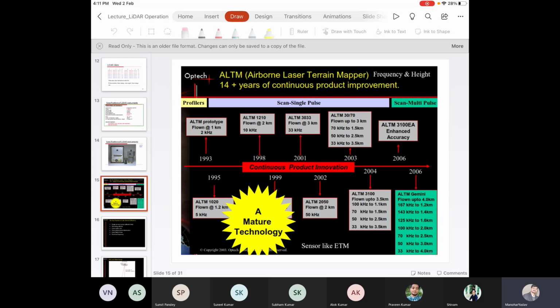And as you see, if you see in 2006, at 3 kilometer, the 50 kilohertz from the bottom, 4 kilometer, 3 kilometer, these are the distances. At 3 kilometer, you can say that 50 kilohertz was the pulse firing rate. Okay. And if you go back to 2001, in case of ALTM 3033, at the same 3 kilometer, the pulse firing rate was obtained only 33 kilohertz. So nearly it was doubled in 2006 using the advanced sensor technology. Fine.